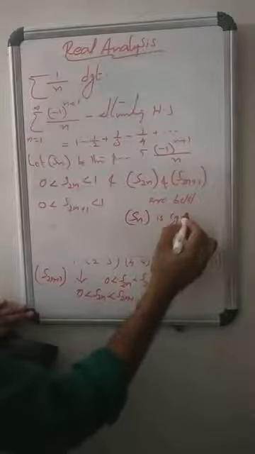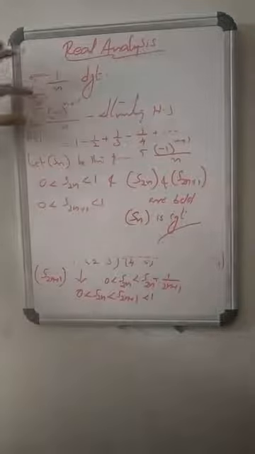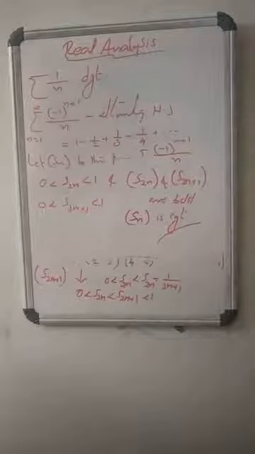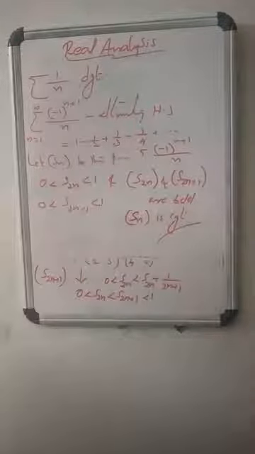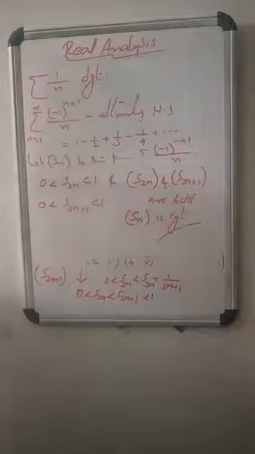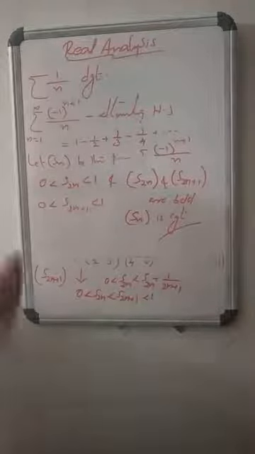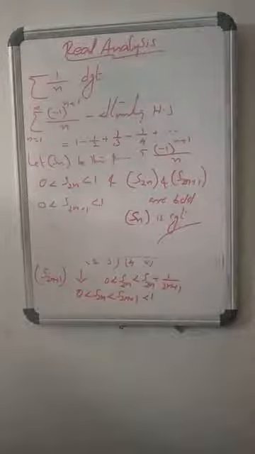What is Sn? Sn is the sequence of partial sums of sigma (-1)^(n+1) by n, the alternating harmonic series. Since Sn is convergent, then sigma n from 1 to infinity (-1)^(n+1) by n converges. So see, the alternating harmonic series converges even though the harmonic series diverges. Harmonic series sigma 1 by n diverges, but its alternating harmonic series sigma (-1)^(n+1) by n always converges. Clear? Okay.